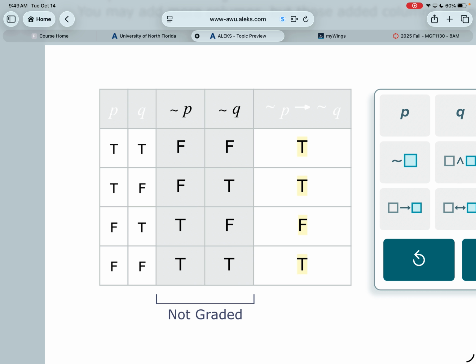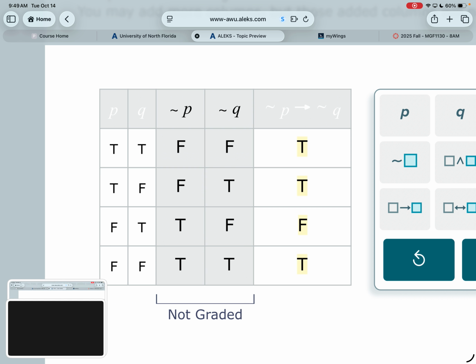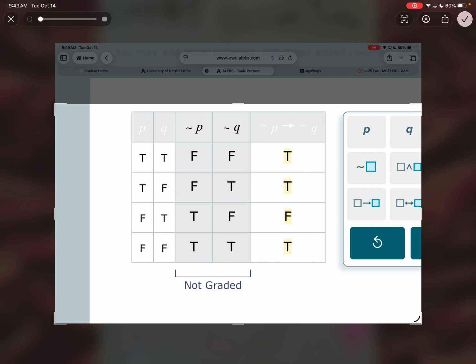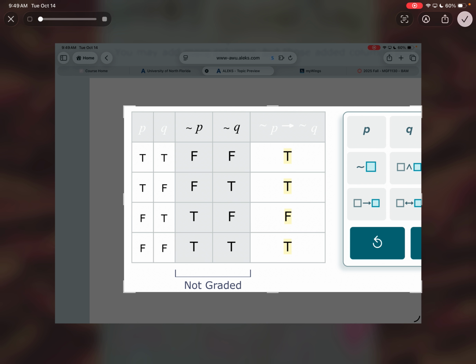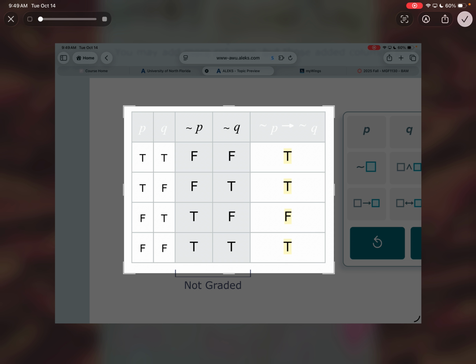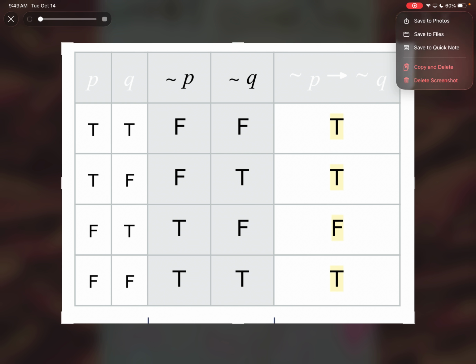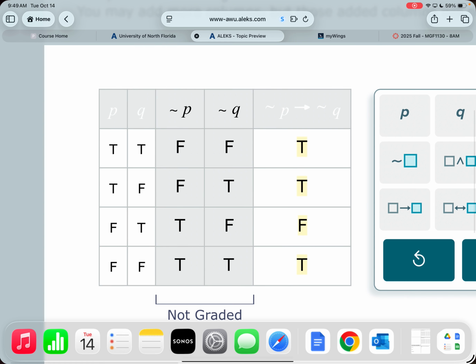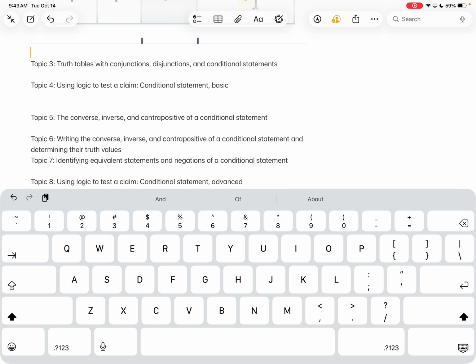Y'all loving truth tables? So if you are struggling, we definitely have some time. Definitely Thursday probably to go over some more of these and make sure we got it for the test next week. We will review on Tuesday and take the test on Thursday.